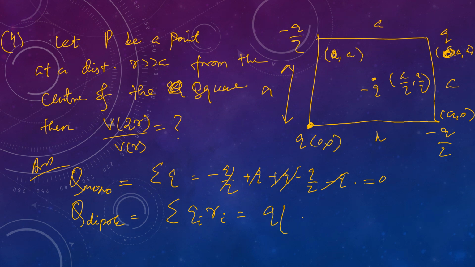So q into 0 i cap plus 0 j cap, this point. Minus q by 2 a i cap plus 0 j cap. Is that all right?